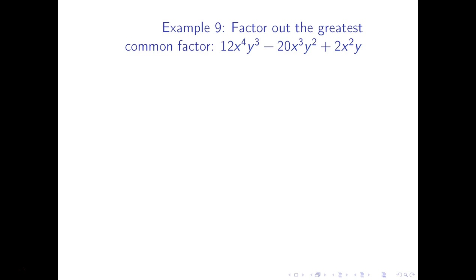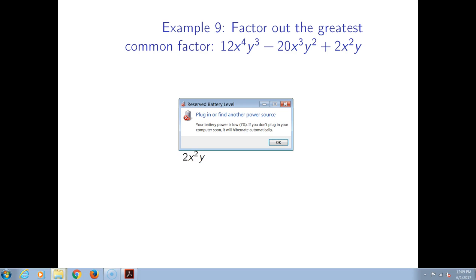So here's another one, multivariable. I want you to pause the video and I want you to try this one. All right, so first off, 2 is the number that goes into all of them, because notice 2 is the smallest, so that's the max it can be. What about x's? Well, if you said x squared, what about y's? Well, there's a y in all of them, so we get a y.